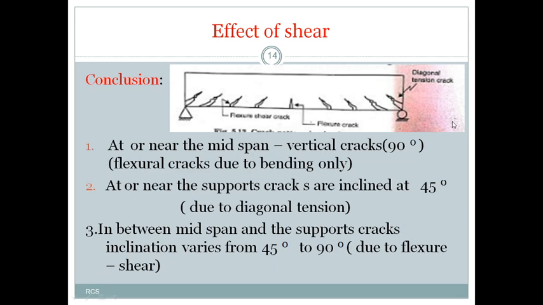These conclusions are very important for your competitive examinations. A question may ask: at the mid of the beam, the cracks appear due to what? Shear, bending, or shear and bending? None of the above. The crack is exactly vertical. That is due to only bending. So the answer will be only because of bending; at the mid of the span the crack will be vertical.